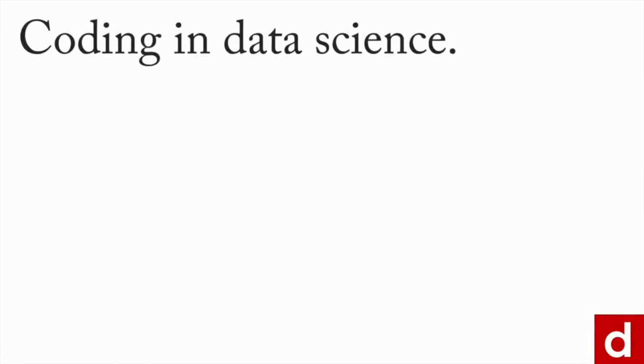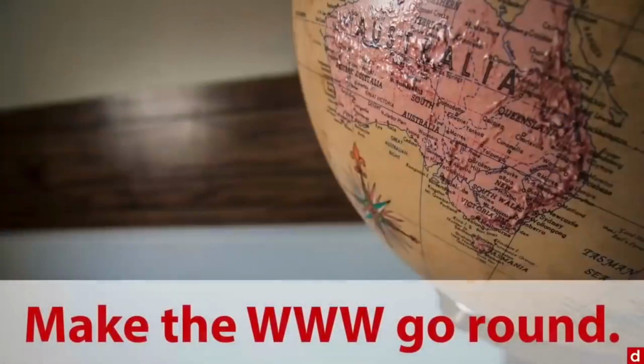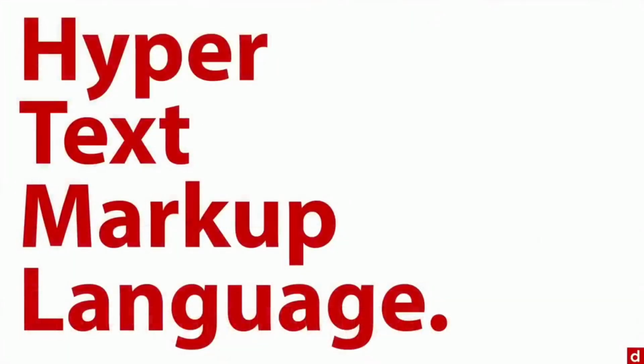When you're coding in data science, one of the most important things you can do is be able to work with web data. And if you work with web data, you're going to be working with HTML. Now, in case you're not familiar with it, HTML is what makes the World Wide Web go round. What it stands for is Hypertext Markup Language.